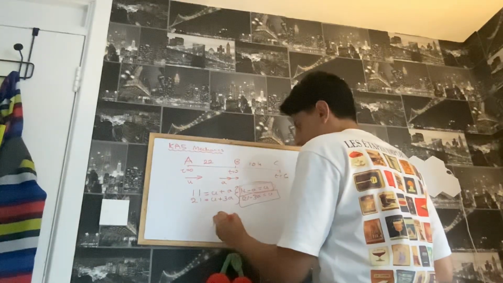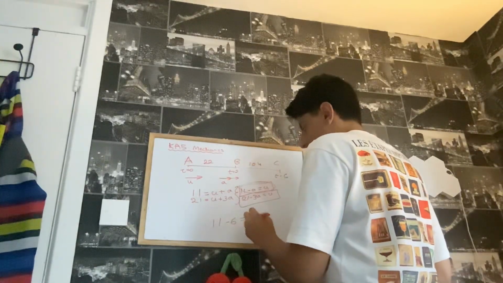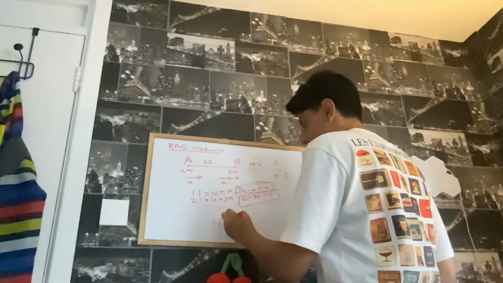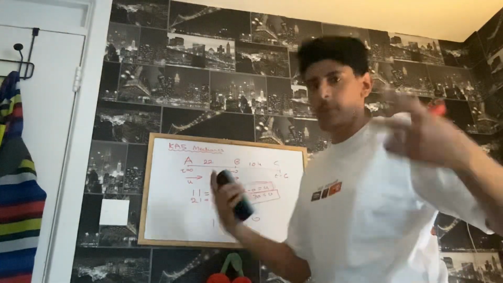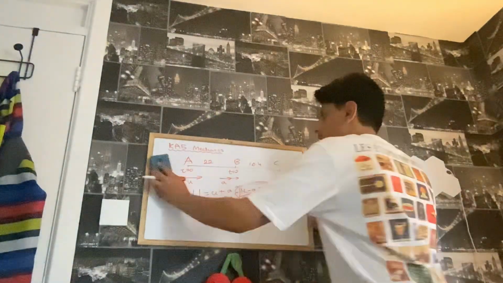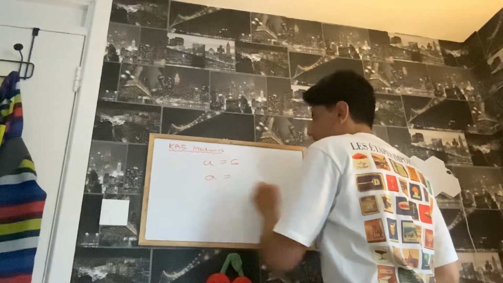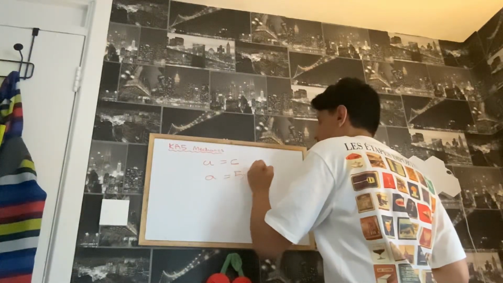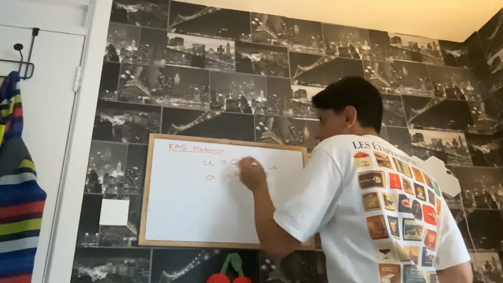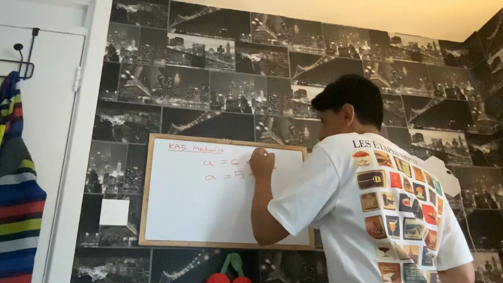11 minus 5. That equals 6. Boom. We got u. We got u equals 6 and a equals 5. And make sure not to forget the units. Meters per second squared. Meters per second. Okay? And there we go. 7 marks. All the way.